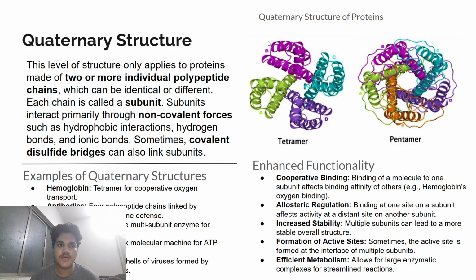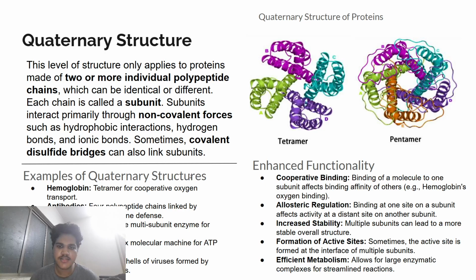After the tertiary structure of the protein, there is a quaternary structure of the protein. This structure only applies to proteins made of two or more individual polypeptide chains, which can be identical or different. Each chain is called a subunit. Subunits interact primarily through non-covalent forces such as hydrophobic interactions, hydrogen bonds, and ionic bonds. These bonds are weaker, but several of these bonds together lead to the formation of dimers, trimers, tetramers, and pentamers. An example of a tetramer would be hemoglobin. Sometimes covalent bonds, disulfide bridges, can also link subunits.